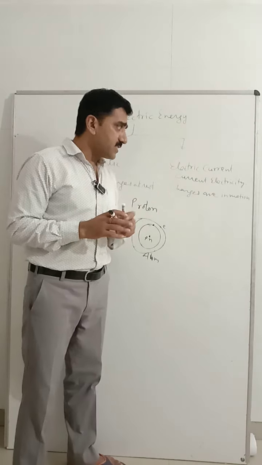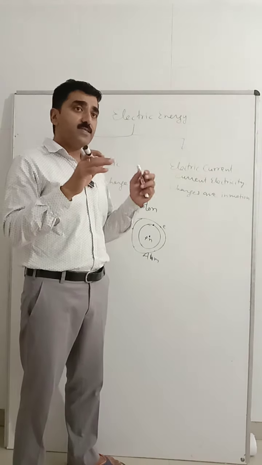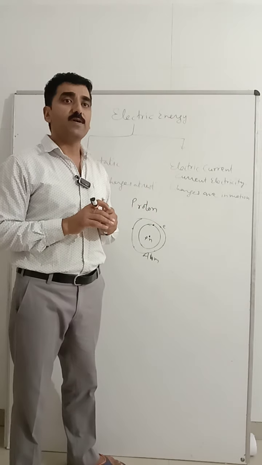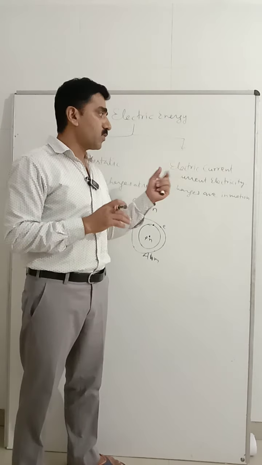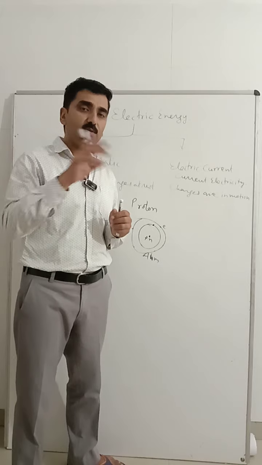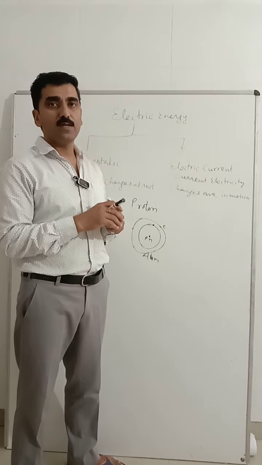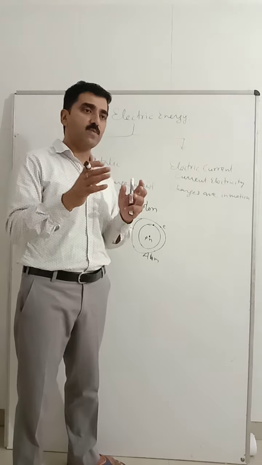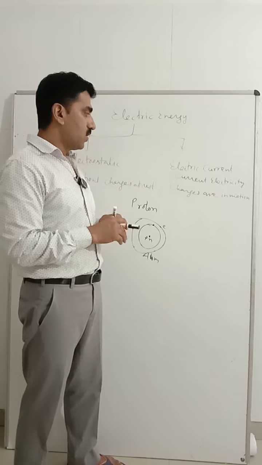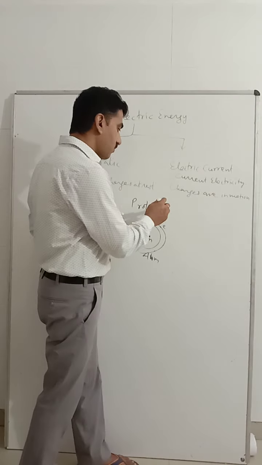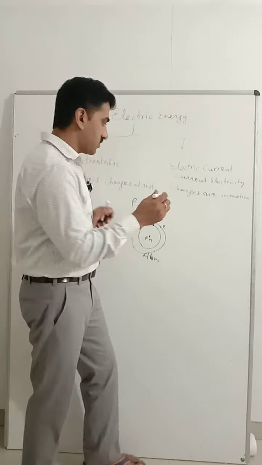Whereas in current electricity, the electricity which is supplied for our domestic purposes, we study that charges are in motion, electrons are moving. So current is flowing from one terminal, positive, to the negative. So positive generally means proton and negative generally means electron.